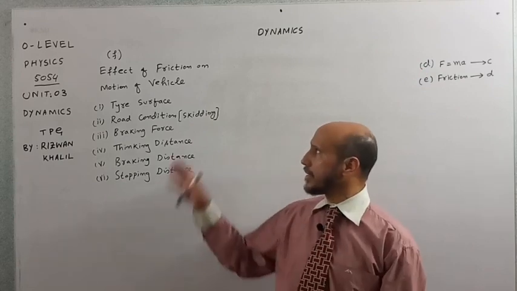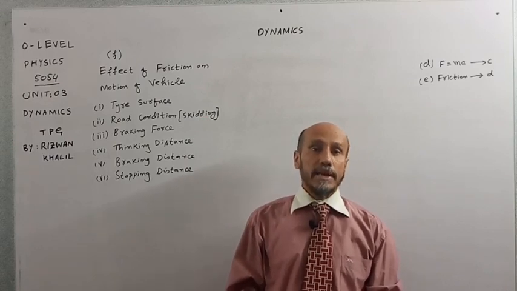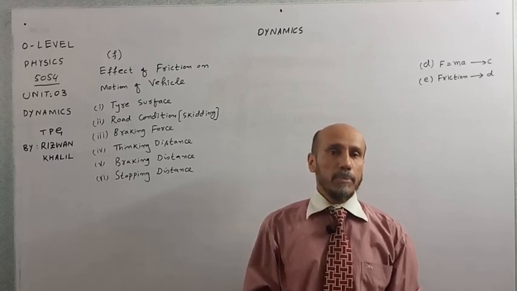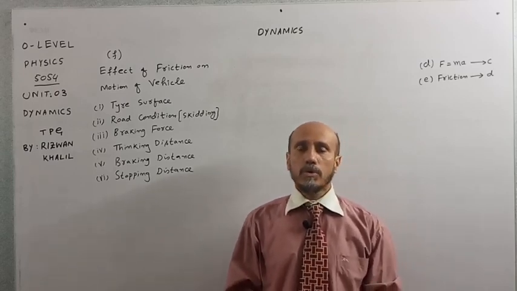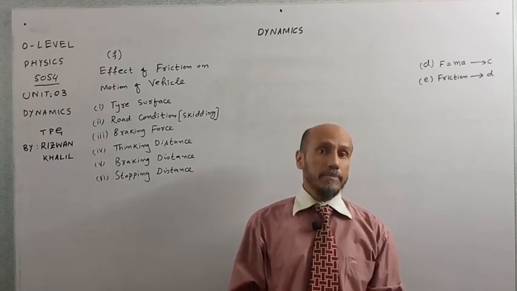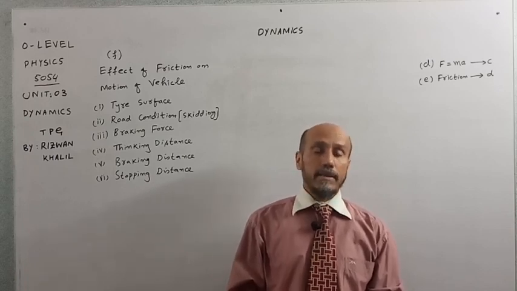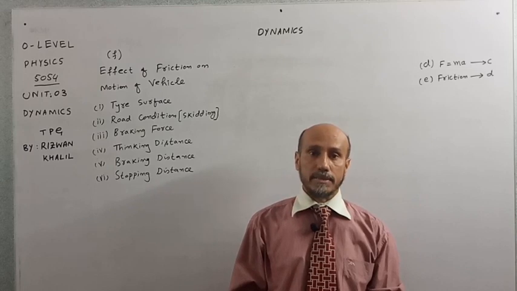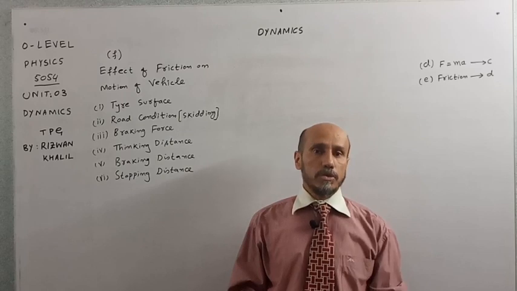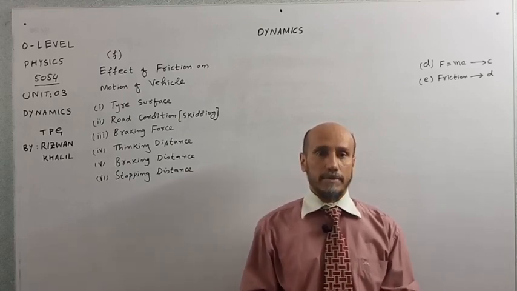So now we will discuss the next learning outcome, that is F, effect of friction on motion of vehicle. That is, how friction affects the motion of a vehicle under different conditions. Number 1, tire surface. Number 2, road conditions. Number 3, braking force. Number 4, what is meant by thinking distance, what is meant by braking distance, and then the last one, what is meant by stopping distance. So let's proceed and discuss the effect of friction on the motion of vehicles on these parameters one by one.